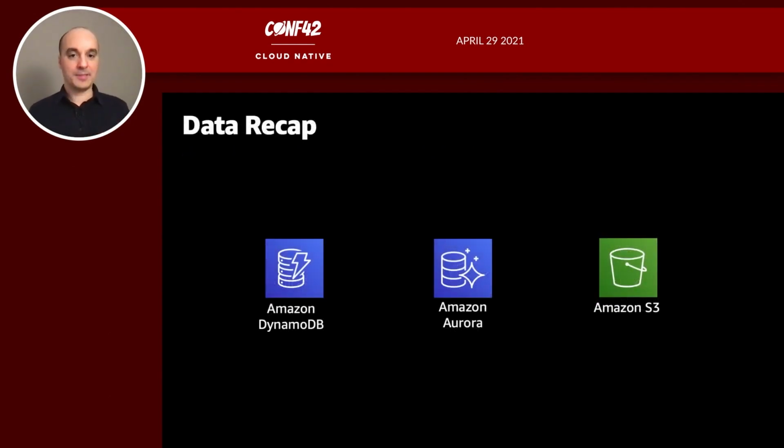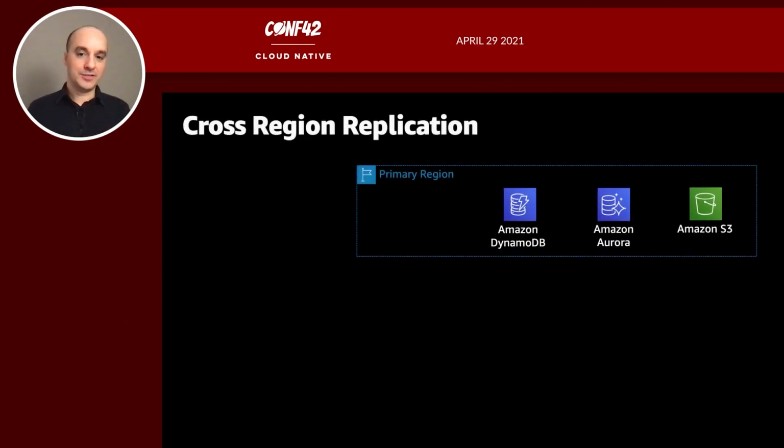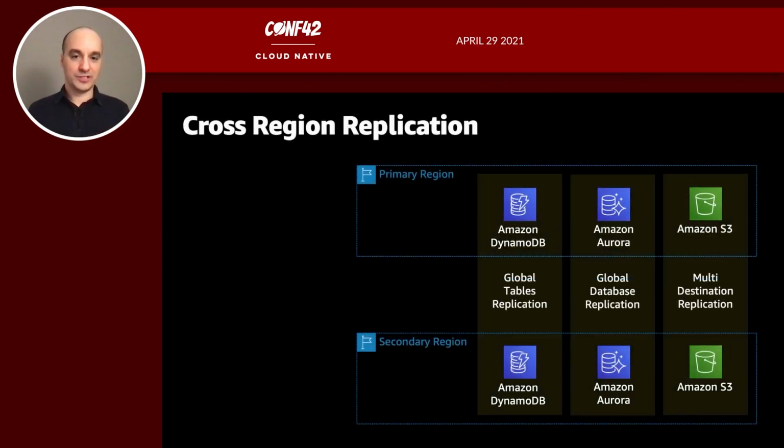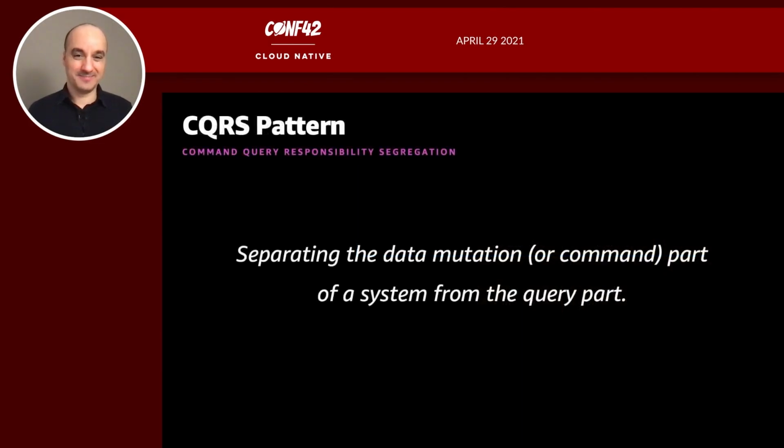So let's recap the considerations for cross-regional data replication. We looked at Amazon DynamoDB, Amazon Aurora, and Amazon S3. Each of these services offers cross-regional automatic replication features using serverless technology. So now it's time to put them to work. For that, I will introduce the Command and Query Responsibility Segregation Pattern, or CQRS for short. This architectural pattern involves separating the data mutation part of a system from the query part of that system.